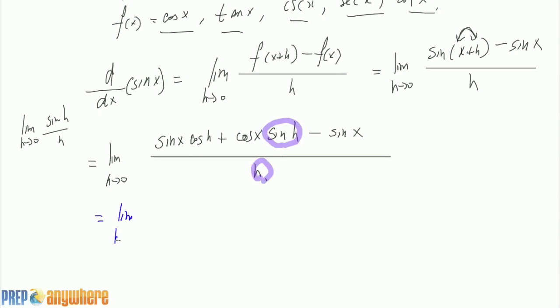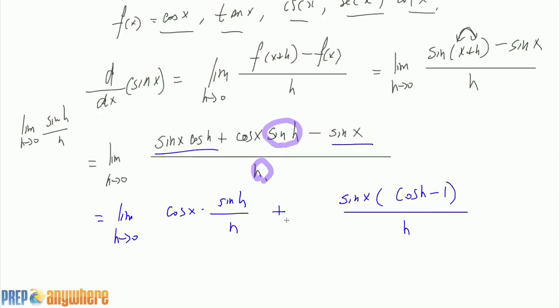Okay, so let's organize that separately. We can break the fraction, so we can say cosine of x times sine of h over h, plus, group these two separately, they have a sine of x in common. Like that. Okay, that's going to approach 1.